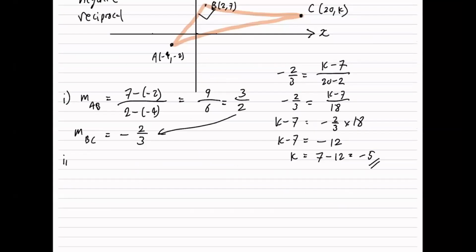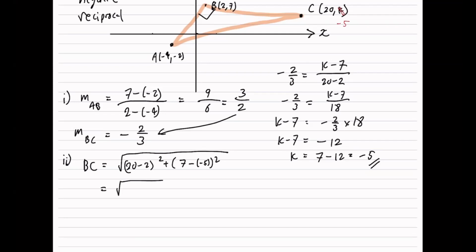Yeah. Part 2. BC will be, okay, let's just replace the k straight away with the -5. So x minus x square plus y minus y. So 7 minus -5, square. Take a square root. This one you want to show that it's exactly equal to 2 times, right? So it's strongly recommended to leave it in surd form. So don't evaluate the square root. Just calculate whatever is inside. So we get 18 square plus 12 square, so 468.